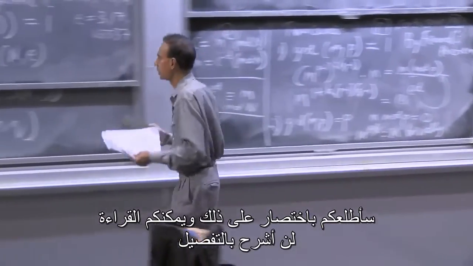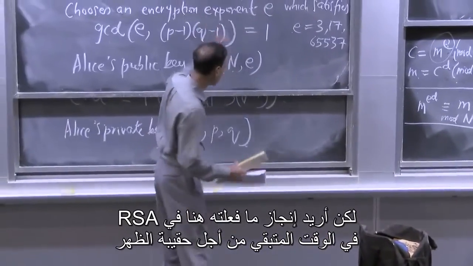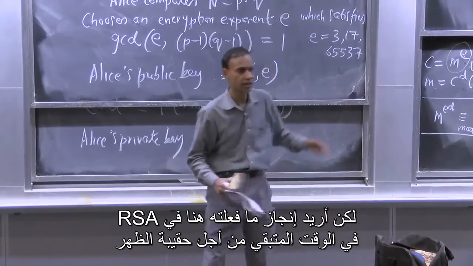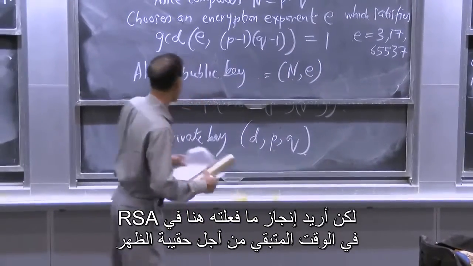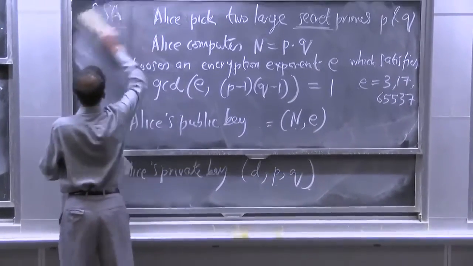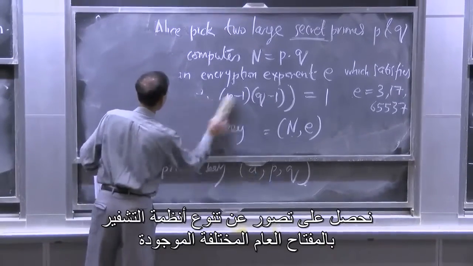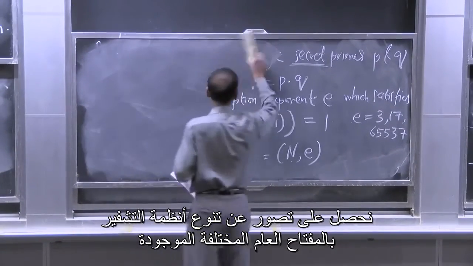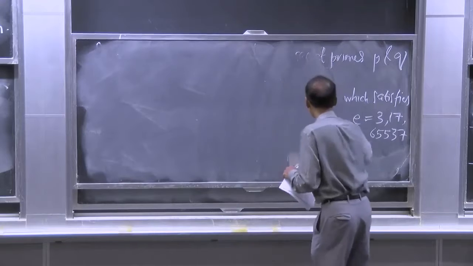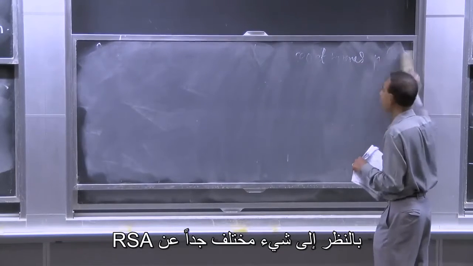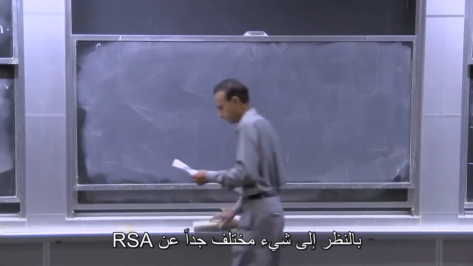I won't finish, but I'd like to do what we did here for RSA in the time that I have left for knapsack. That is kind of cool. You get a sense of the variety of different public key crypto systems that are out there by looking at something that is very different from RSA. Right?